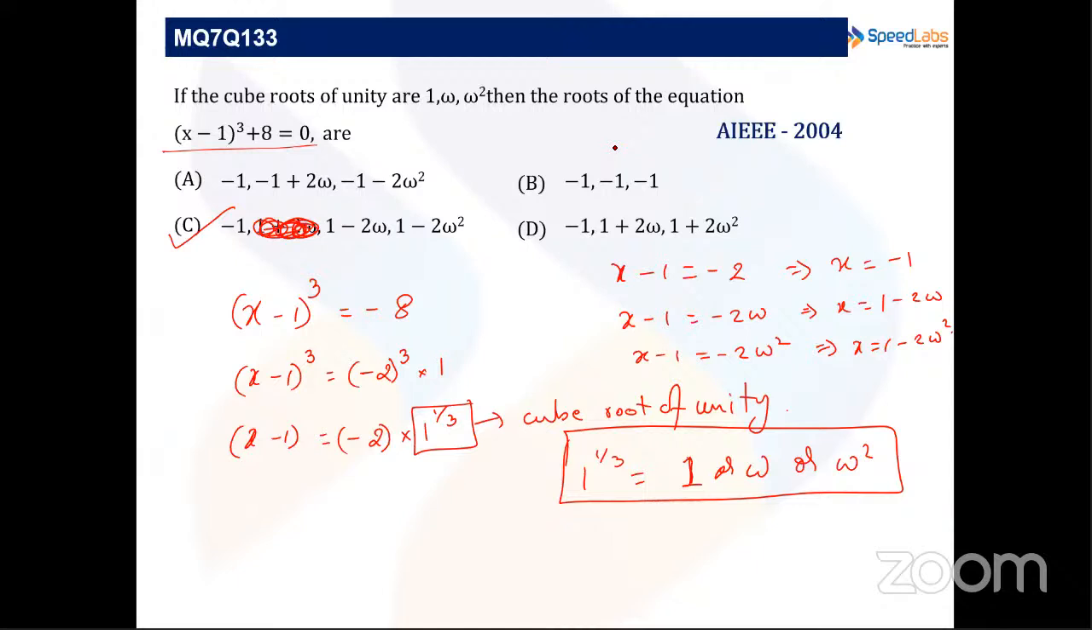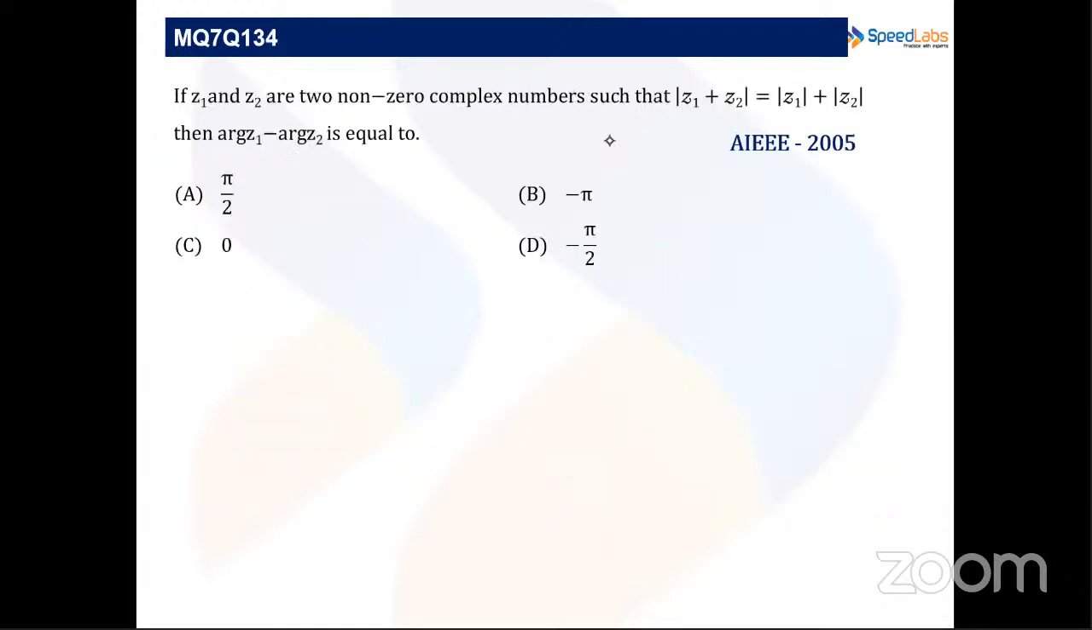Moving to the next question. Is it clear, this one? Solve this one. I'm giving you 30 seconds.